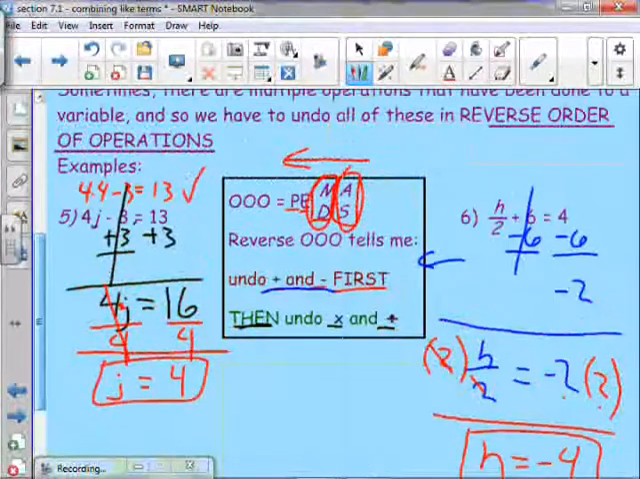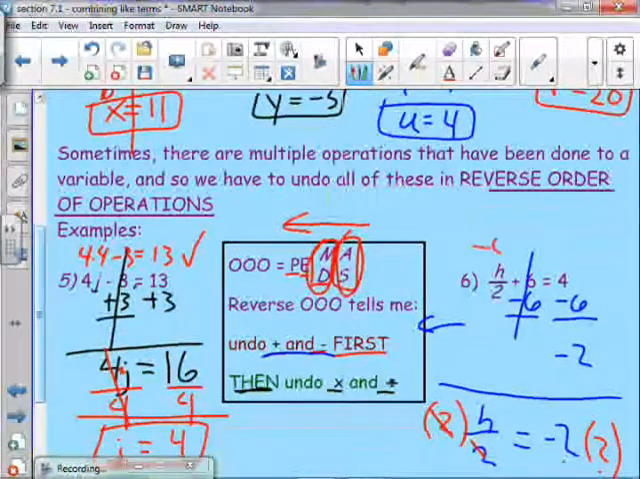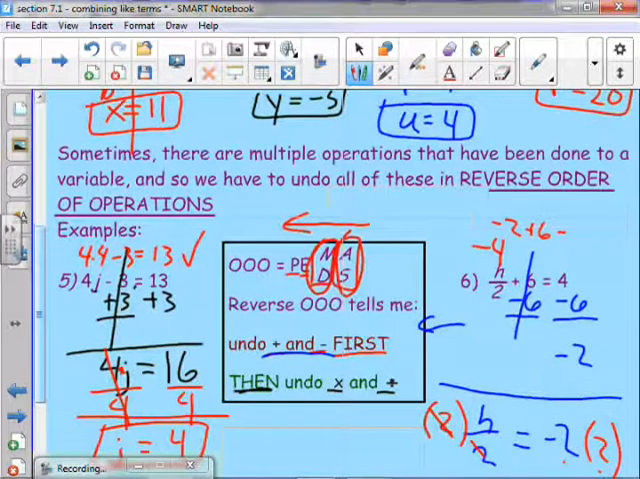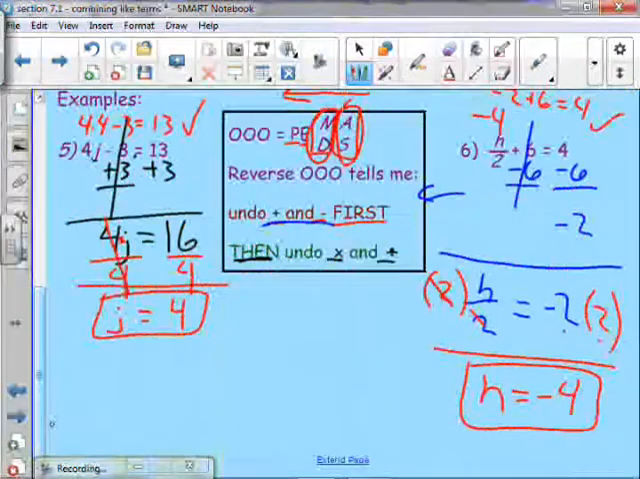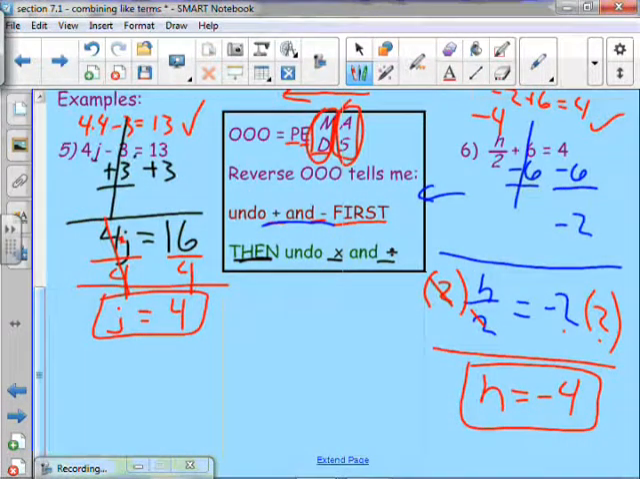Let's check to make sure I was right. Negative 4 divided by 2 will give me negative 2. And so I get negative 2 plus 6 equals 4. Negative 2 plus 6 does give me 4. So I know I did it correctly. Okay? And that's all we've got.